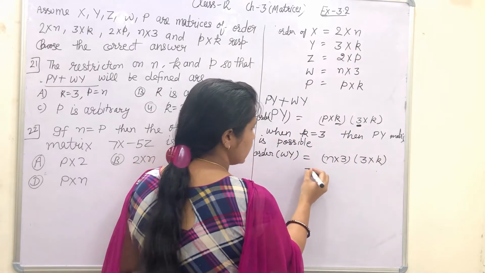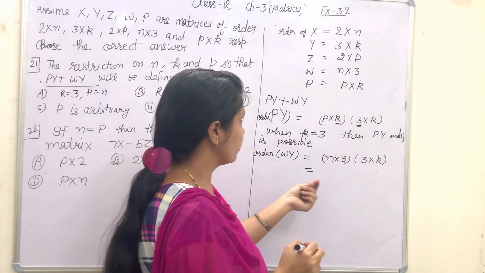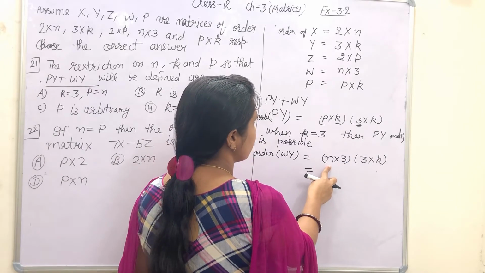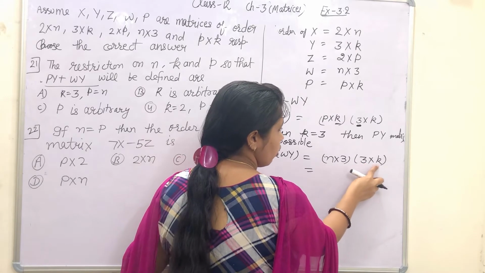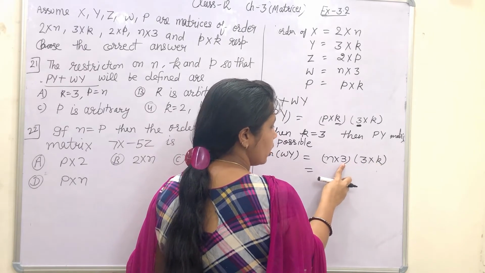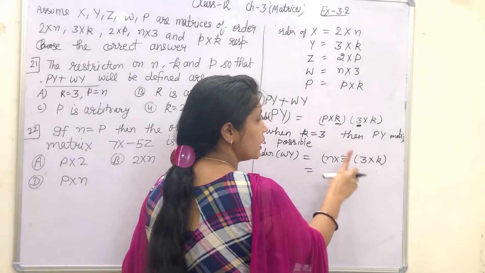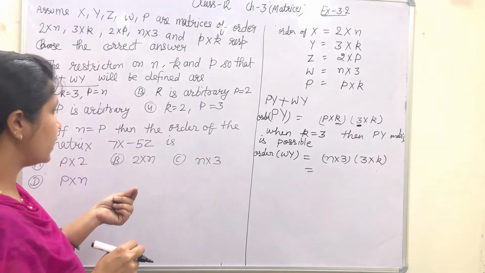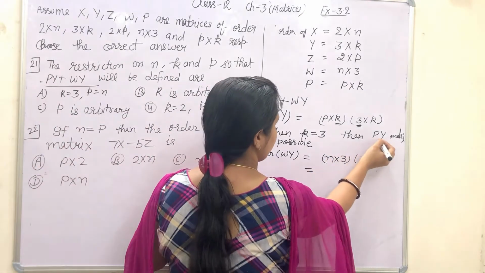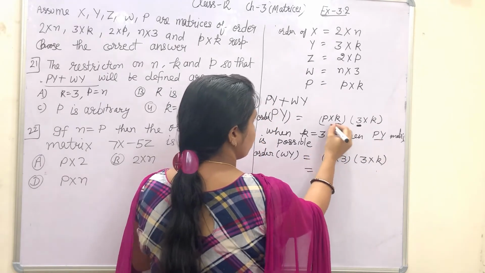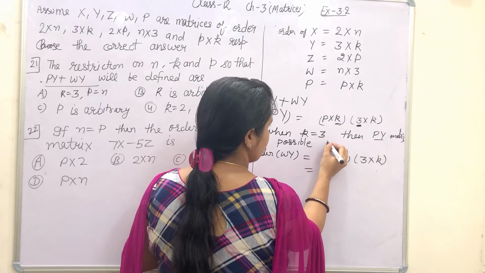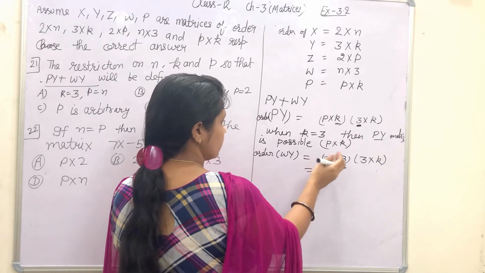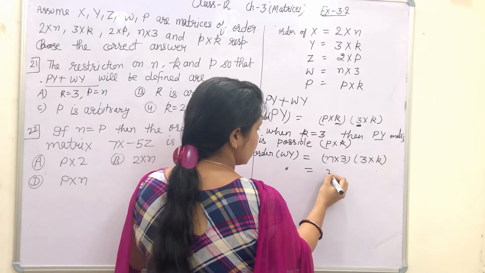Here you can see our column of first matrix is 3 and row of second matrix is 3. So column of first matrix equal to the row of the second matrix. So wy is possible. So we can see here that we get our matrix py of order p cross k, P cross k. And the order of wy is n cross k.